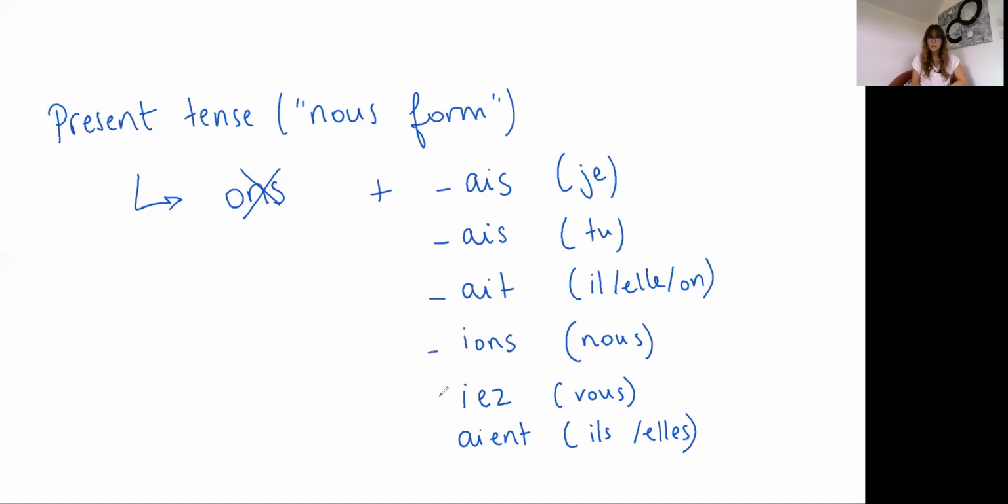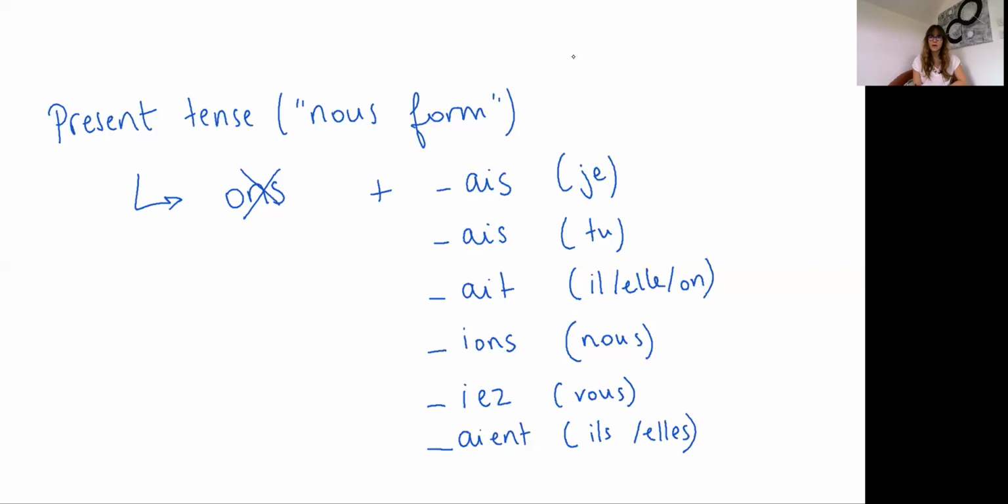Just like everything else, they're going to be linked with another tense in the future. So these are the endings. You take the nous form of the present tense, I'll just repeat it again, remove the ons ending and then add your endings of the imperfect.